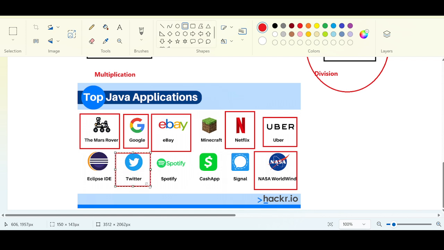Twitter used Java in the beginning, but now it has been migrated to some other programming language due to some, what we call, financial issues. And you have Spotify, right, and Eclipse IDE developed on top of it. So these are the major enterprise applications.